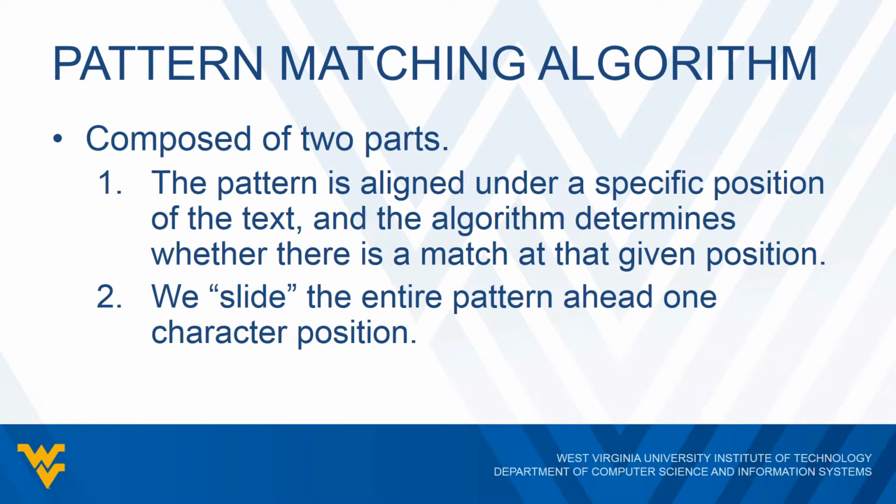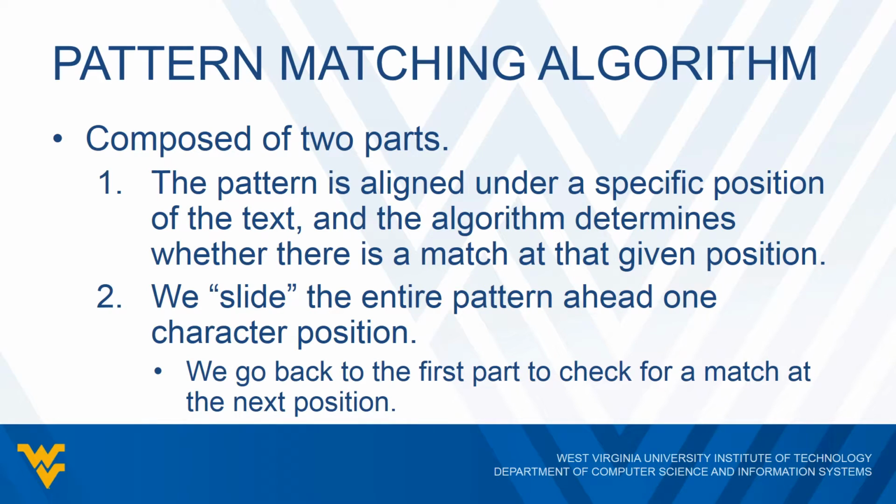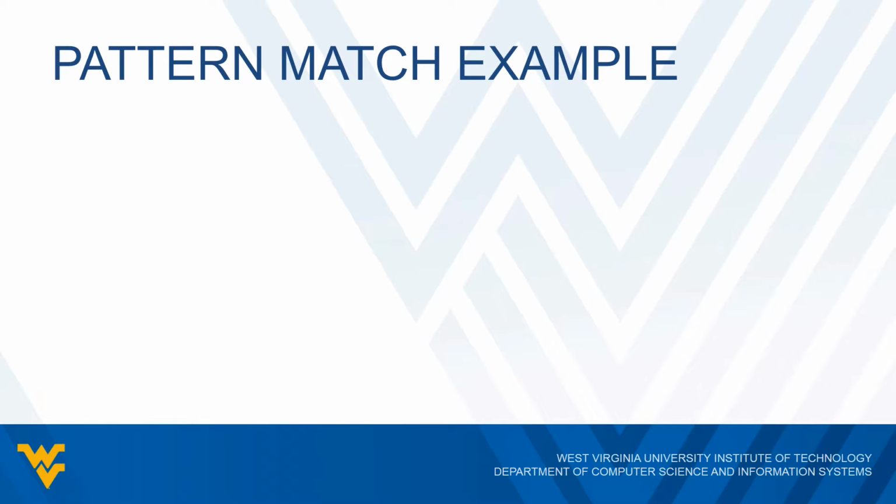The next part is that we would slide our pattern ahead one character position. Then we'll just do the same thing again. We'll go back to the first part and check to see if there's a match at the position. If so, great. If not, whatever. Then we move on to the next part and slide the pattern over one more slot. So let me illustrate this with an example.